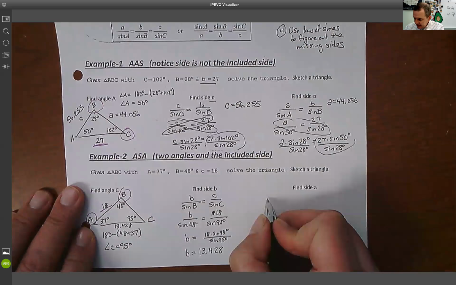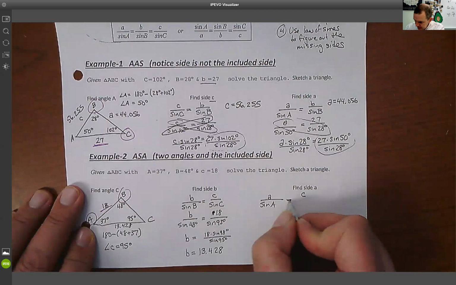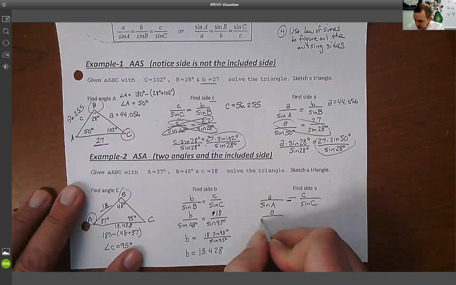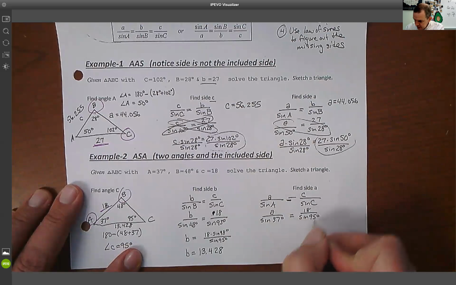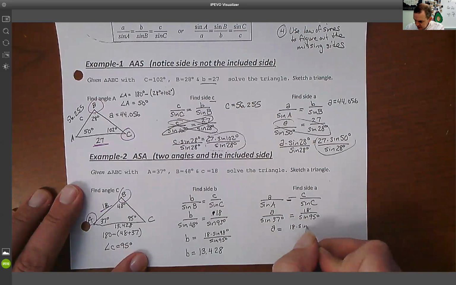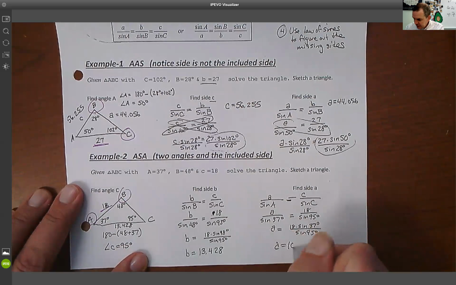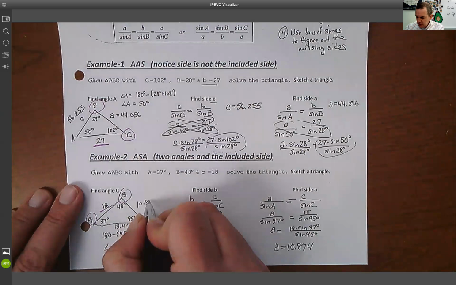And to find side A, I do A over sine A equals C over sine C. A over sine of 37 equals 18 over sine 95. What I'm going to find out is that A equals 18 times sine 37 over sine 95. When I do that cross multiplication, I'm going to find out here that A is going to equal 10.874. So this side is 10.874.